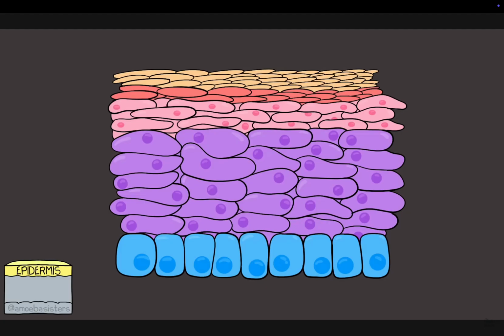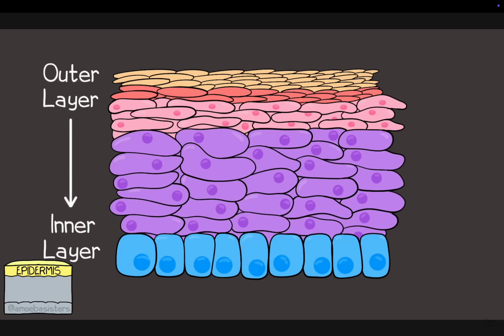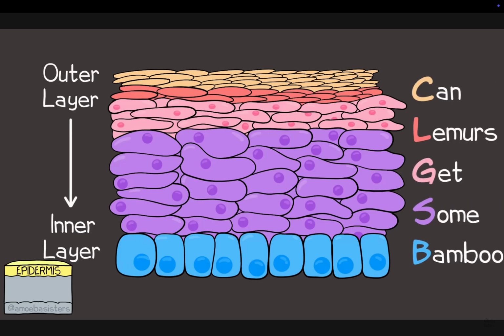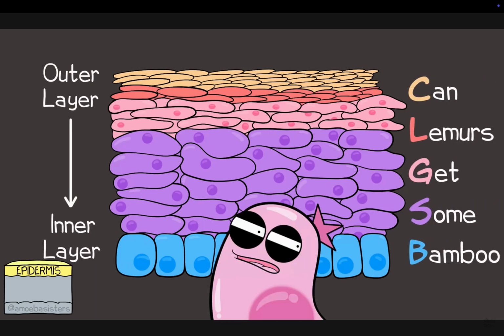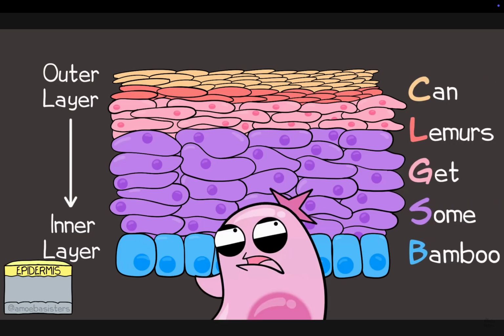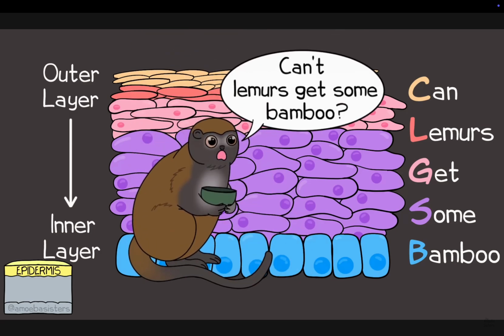Now, before we start exploring the layers of the epidermis, I think it's really helpful to have a mnemonic to remember the different layers of the epidermis, from the outer layer to the inner layer. Here's an epidermis mnemonic. Can lemurs get some bamboo? I may or may not have made that mnemonic up, and there are probably better ones out there, but many lemurs do like bamboo. Something to be said for factual mnemonics.